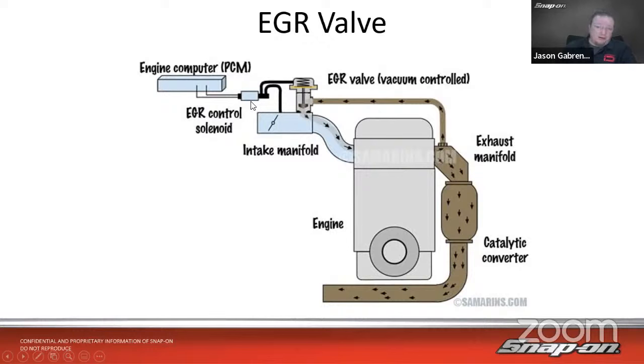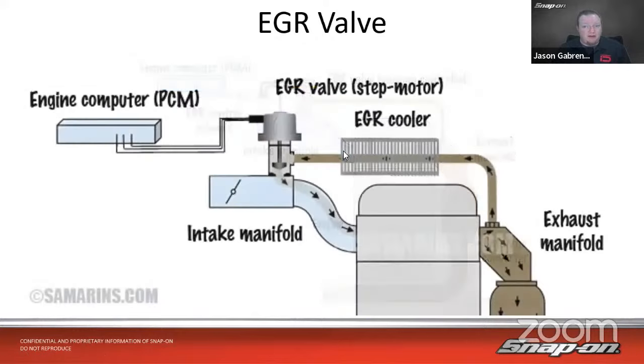It can be variable too. You can use pulse width modulation to open and close it a little bit or a lot, depending on where we're at, and we can step through it. And then it just actuates the vacuum over here on this diaphragm, opens up, pulls this pintle off the seat, and that's what opens the door, so to say.